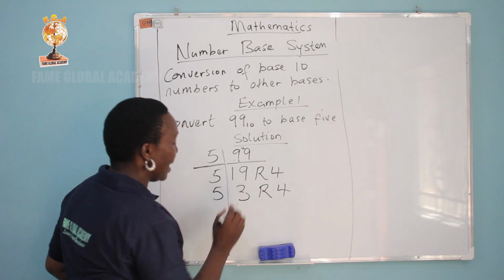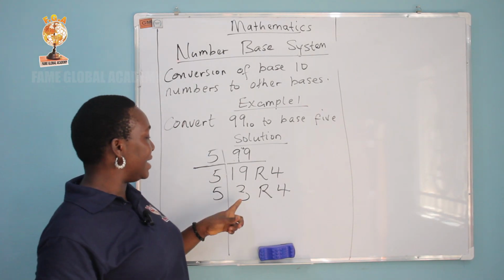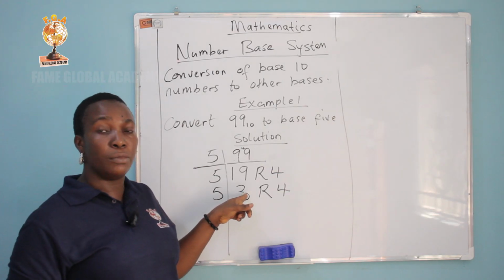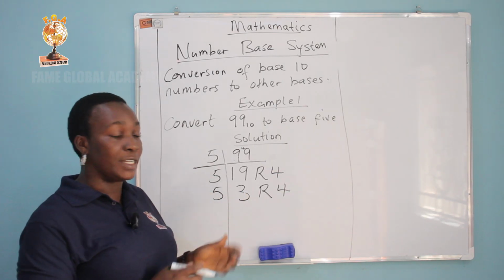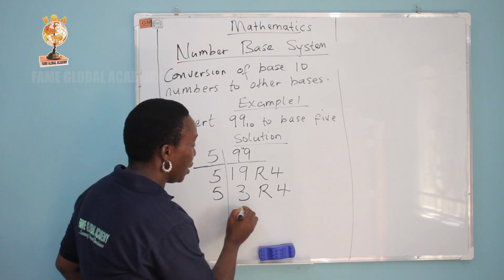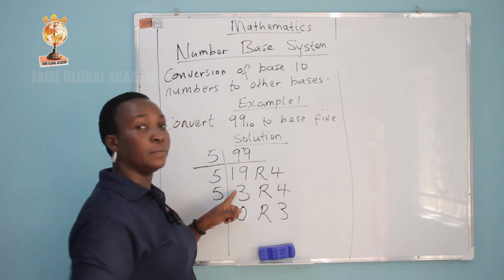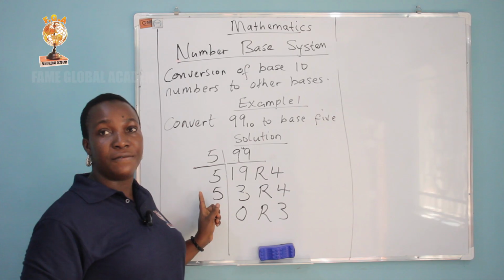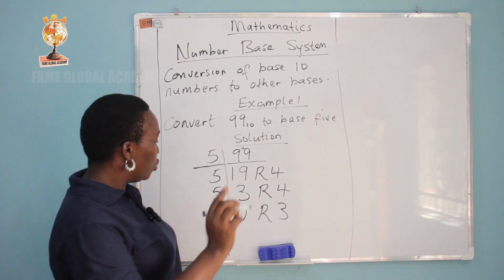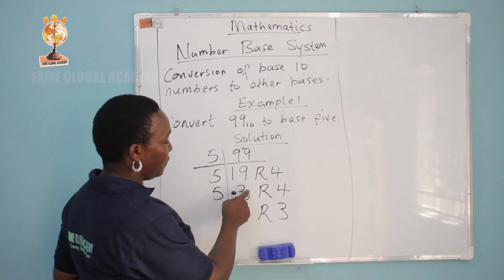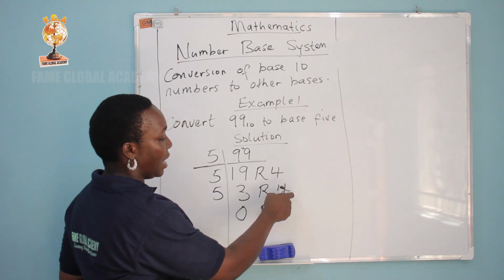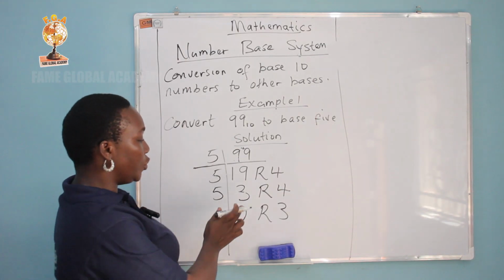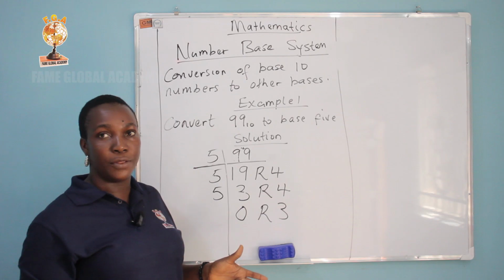So 5 divided into 3. Anytime you are dividing with a number that is larger than the number you are dividing, just know that your answer will be 0 remainder the number, because 3 is smaller than 5. So when you use 5 to divide 3, it will be 0 remainder 3. So we are done. Once you get 0 here, that is the end of the solving.